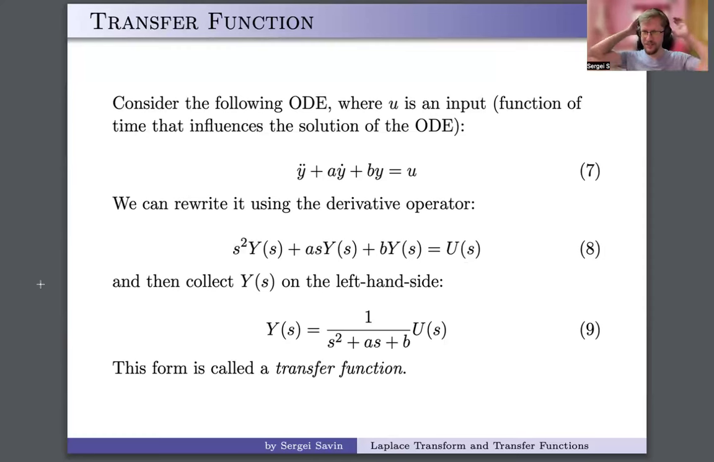Now, expression 9 might look a little bit crazy, because if you think of s squared and a s, b as some kind of derivative operators, if you think of them as representing differentiation, then this stops making any sense, mathematically speaking. But s is just a variable. It is simply a complex number. So mathematically, it makes perfect sense. Now, we call this the transfer function. What you just saw is a transfer function.